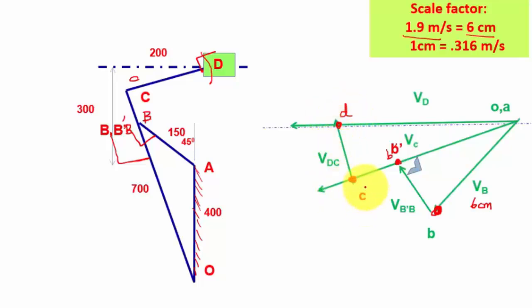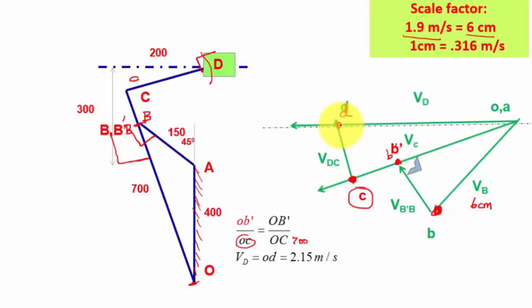Let us see how to find the point C. For that, the condition is OB dash known divided by OC unknown on velocity diagram equal to OB dash on configuration diagram. So OB dash, we can measure this value. Then OC, so OC is 700, so this is 700. We need this value. So when you rearrange that, we can easily find the point C. Once we identified the point C, we can easily mark point D.